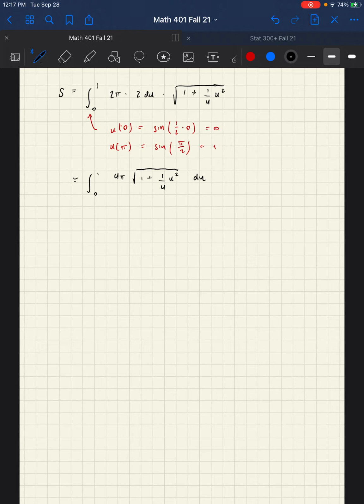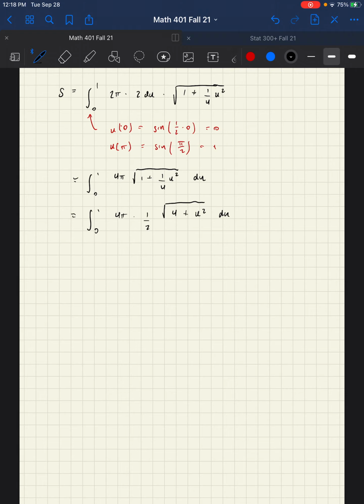And there are a couple of different ways of working with this. So first, perhaps we can pull out a 1/4 from inside the square root. If we pull out the 1/4, that becomes 4 pi times 1/2 times the square root of, you guessed it, 4 plus u squared du, integral from 0 to 1.